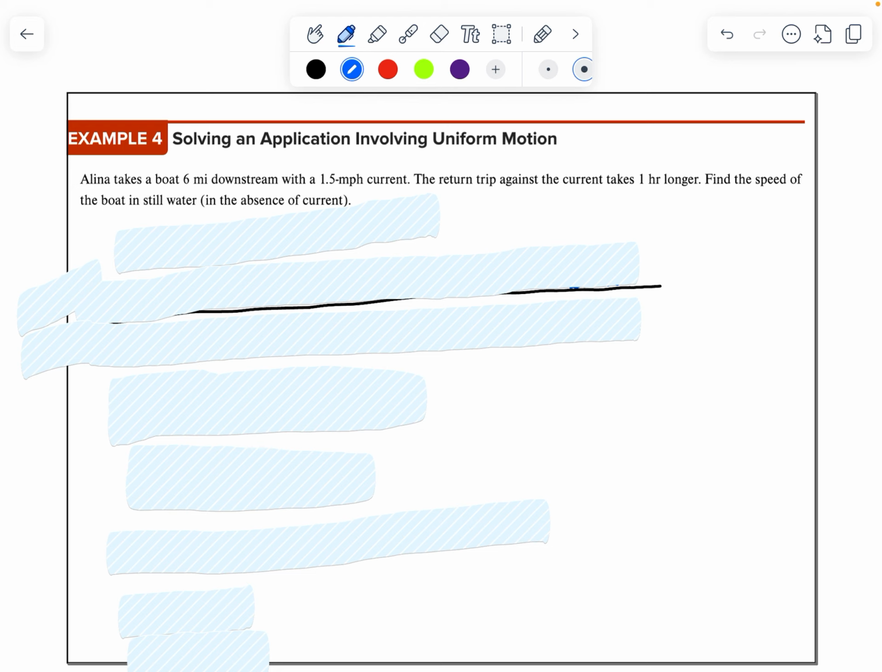This has speeds, it has times, it has distances. So I think we're going to have to use that distance equals rate times time formula. And if we just move some things around as if it was a literal equation, we can have it solved for t. So the amount of time that it takes to go upstream plus the amount of time that it takes to go downstream takes a total, oh, we don't know how long it takes. It takes 1 hour longer though. Okay.